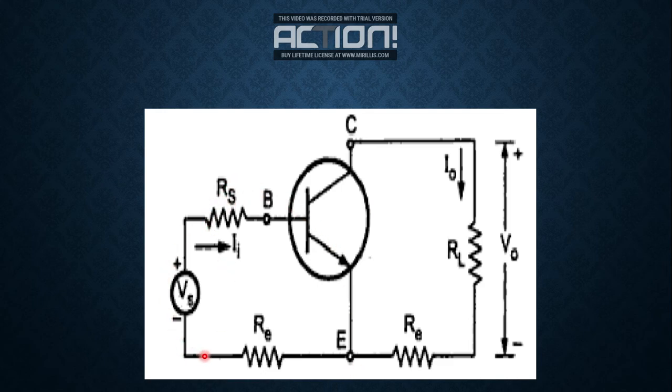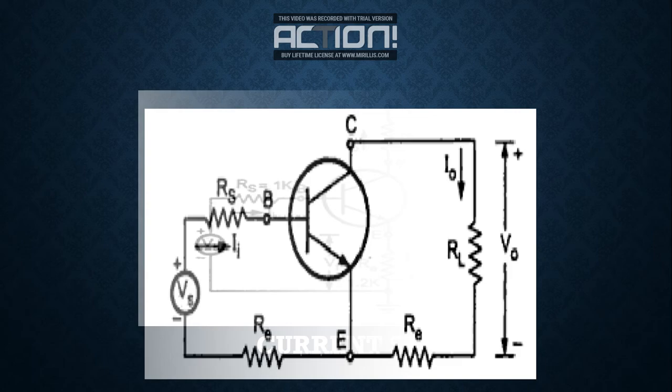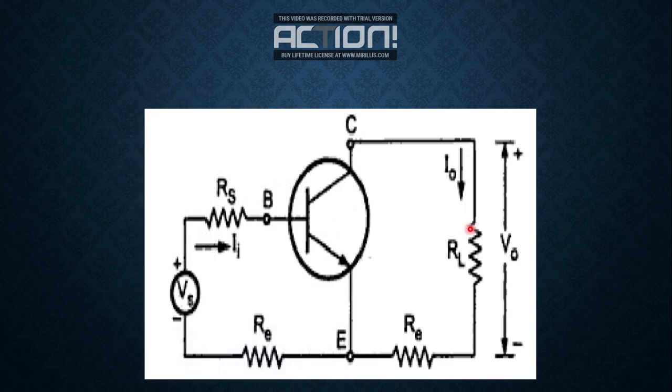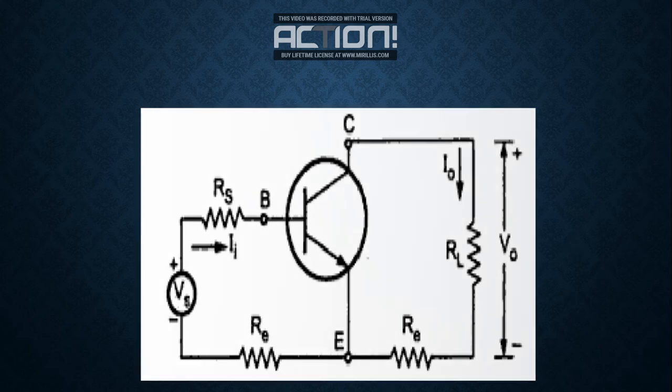For series mixing, make input current equal to 0 by opening the input loop. If we open this, we will end up with shorting these two elements, which will lead to this circuit. This is the simplified circuit of the given amplifier circuit.